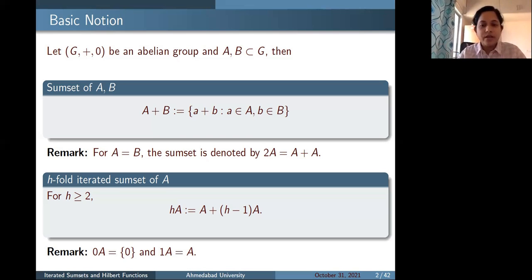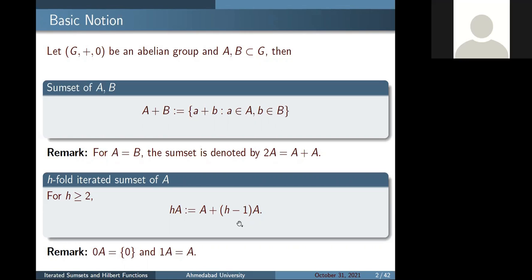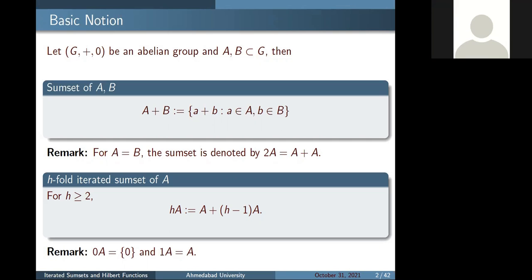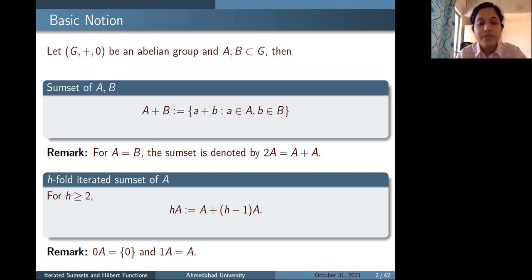Similarly, if I want to define 3A, I have to consider A plus 2A. In other words, for h greater than or equal to 2, I can define hA to be A plus (h minus 1)A. This is known as the h-fold iterated sumset of A. Here I have defined it for h greater than or equal to 2. For h equal to 1, we take it to be A, and for h equal to 0, it is the set containing the identity element of the group.